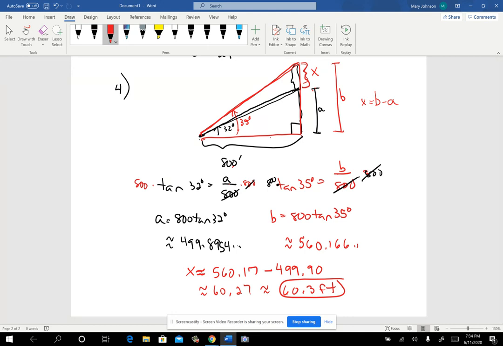Okay, there's one more part to section 5.8, and that deals with using bearings, and that's kind of a whole other issue, so I'm going to do a different video for that.